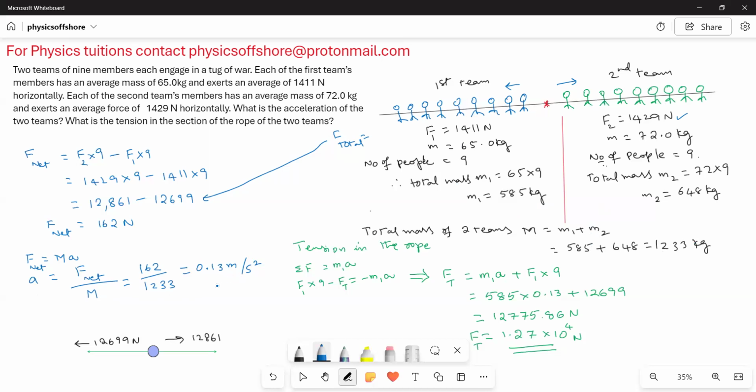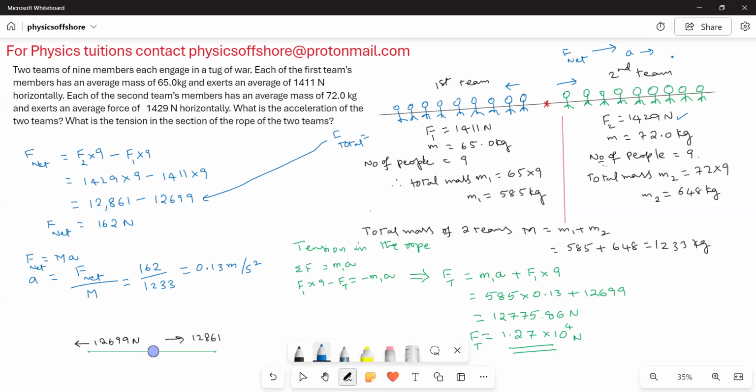This is the acceleration. Now, to find the tension in the rope: this acceleration is acting towards the second team, because the net force is towards the second team. F net is acting in this direction, so the acceleration is also in this direction, the second team direction. The acceleration is along the second team direction.